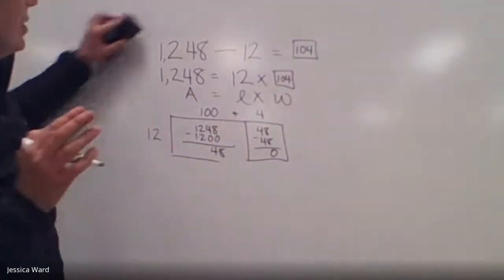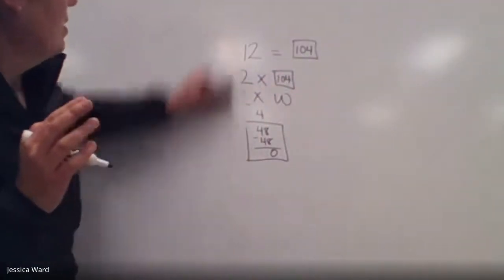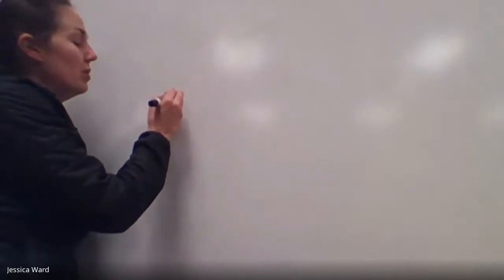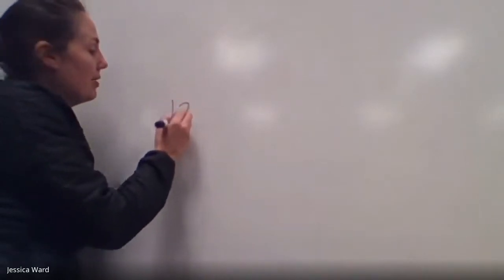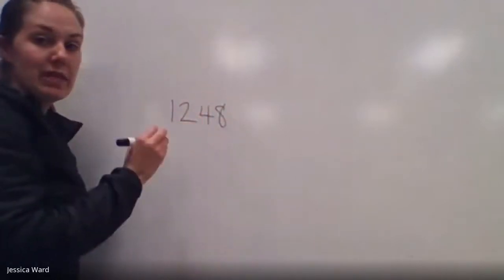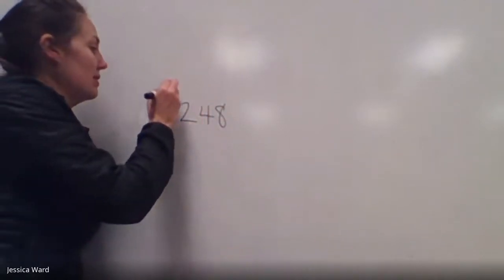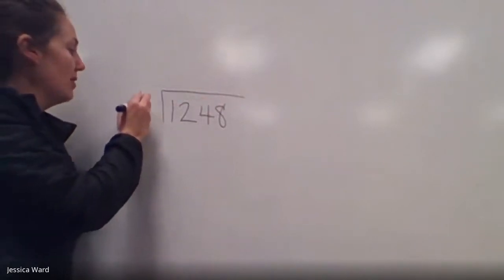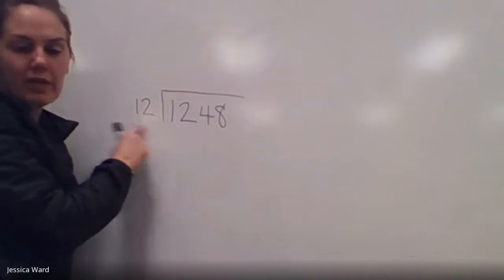Okay, so that's the steps with the area model. But now we're going to start working with our long division model using partial quotients. So to do long division, we write it out 1,248. That's our dividend. Our dividend is going to be in this little L-shaped box, and our divisor is going to be on the other side. So we have 12 over here.